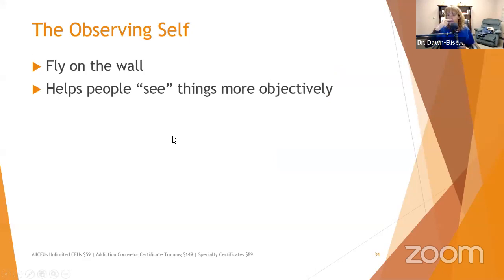The observing self is that, like we talked about, that fly on the wall, and helps people see things more objectively. So when people are diffusing, they're actually stepping out into that observing self and going, what's going on here? So I am not part of that thought. I'm looking at that thought going, is that working for me?